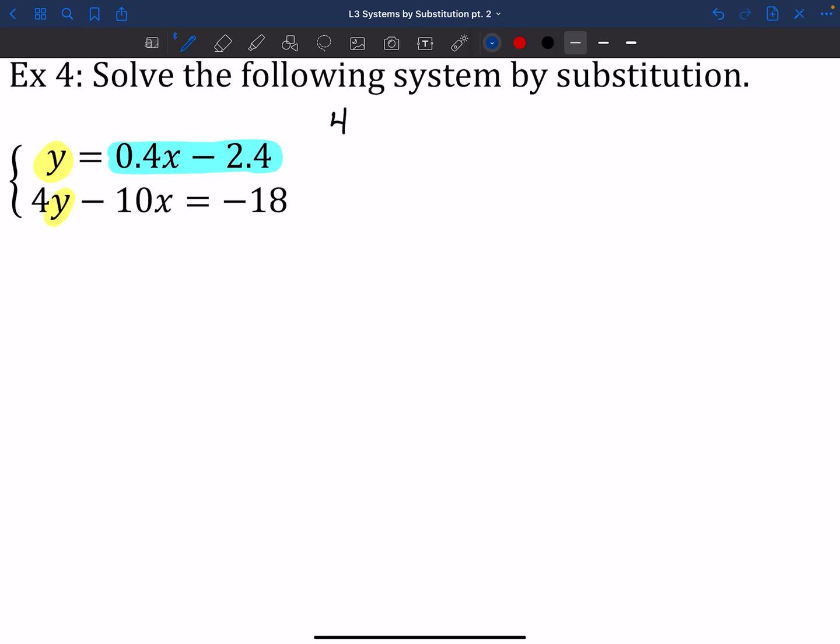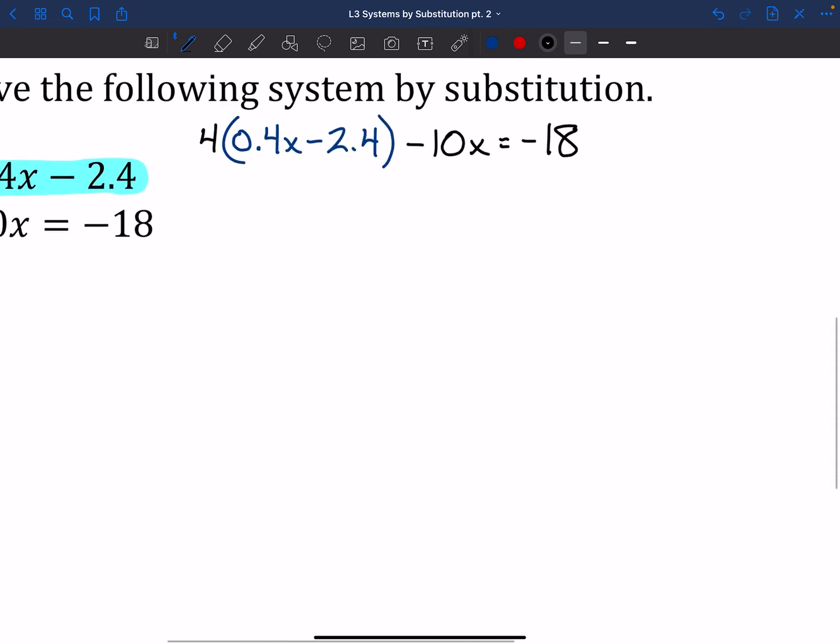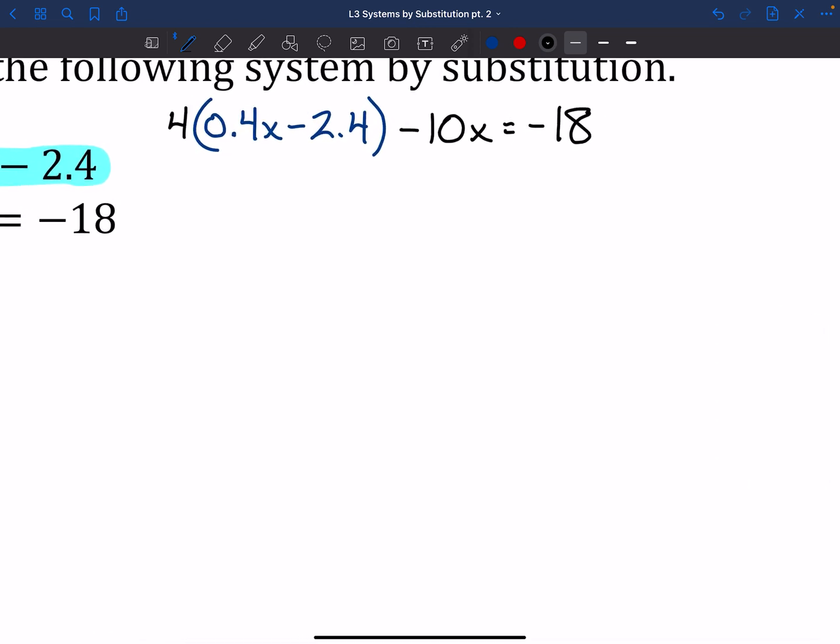It's going to be 4 times y, which is 0.4x minus 2.4. And then everything else is the same. Minus 10x equals negative 18. And again, this is not one where it's like, oh yeah, that looks great, I can't wait to do this. But we can work with decimals. They're not the absolute worst. Sometimes they're easier than fractions. Sometimes not, but sometimes they are.